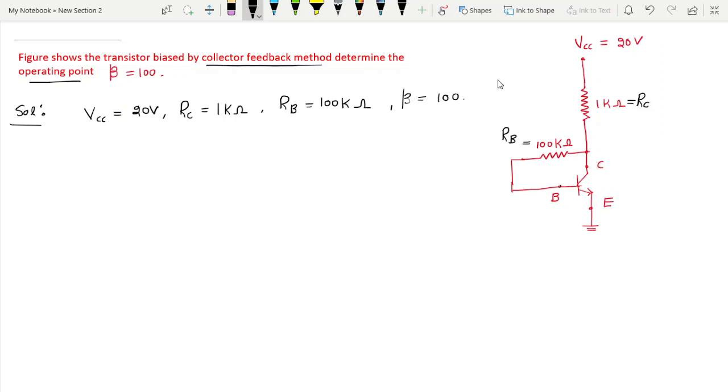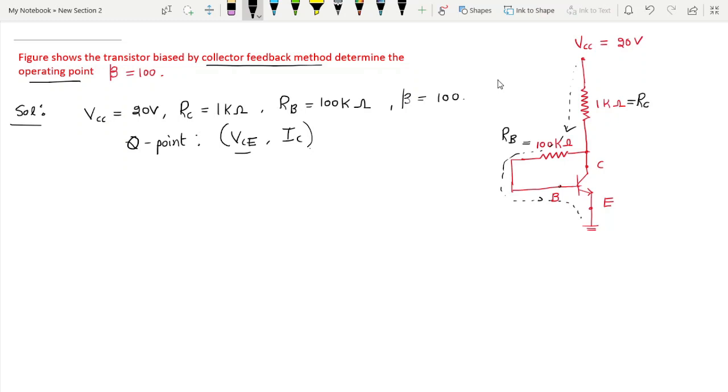So what is the operating point? Operating point is nothing but the Q point, the operating voltage and the current. The operating voltage of the output is VCE and the output current is the collector current. So in order to get that, first you need to apply the base loop equation.